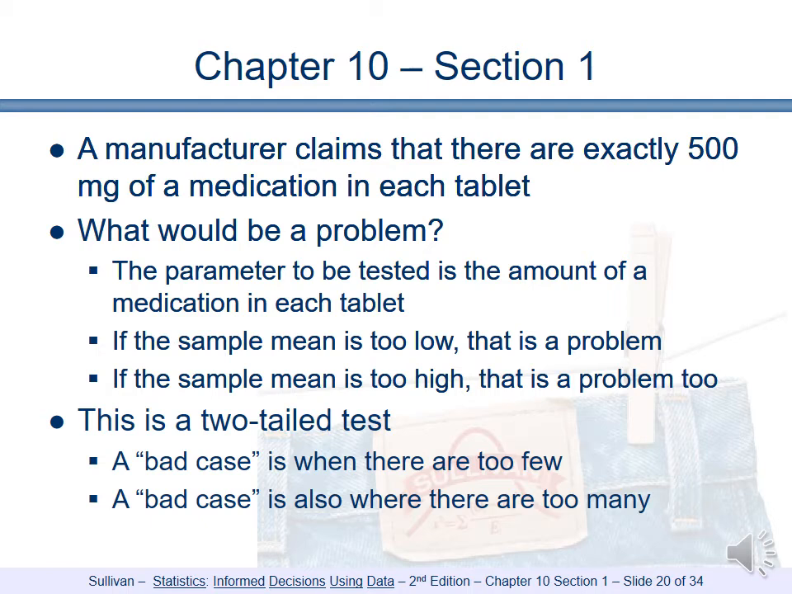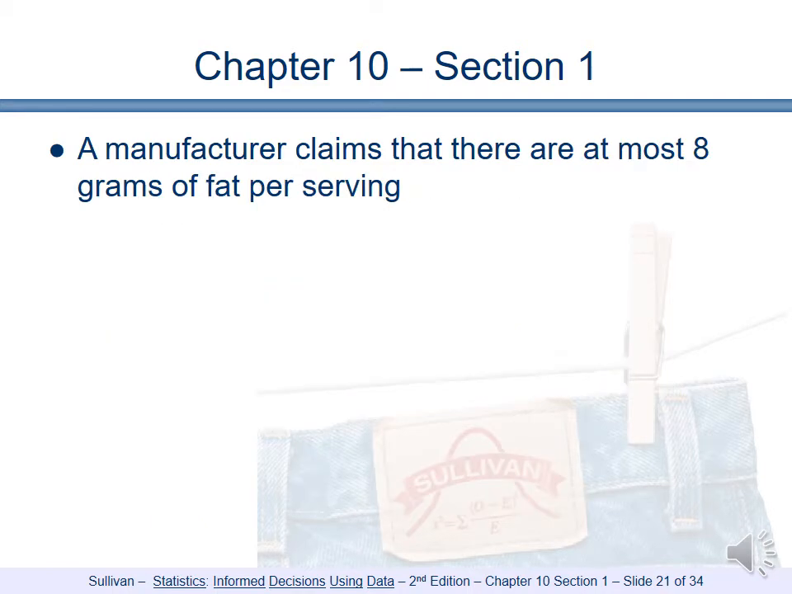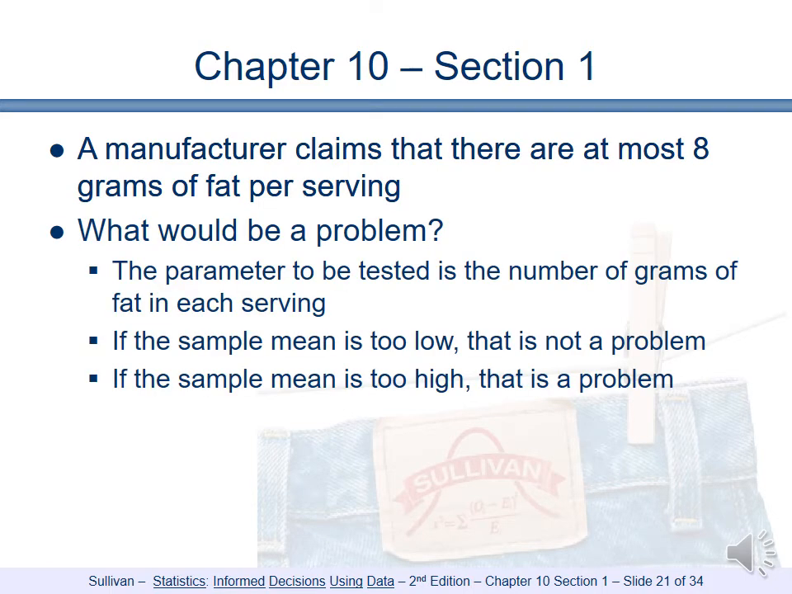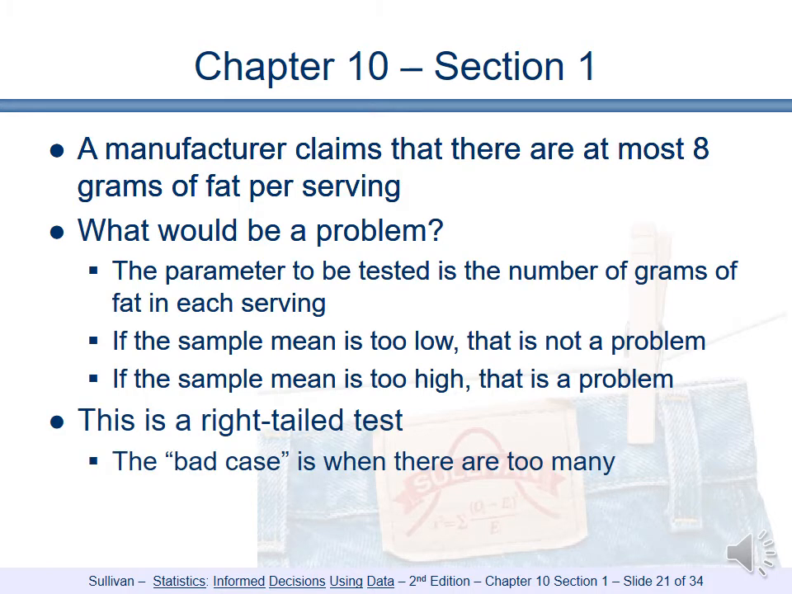A manufacturer claims there are at most 8 grams of fat per serving. So what would be a problem? The parameter tested is the number of grams of fat. So if the sample is too low, that's okay. But if the sample is too high, now you've gone overboard. You've got too much fat, and that is a problem. This is a right-tailed test. It's going to be a problem to the right.